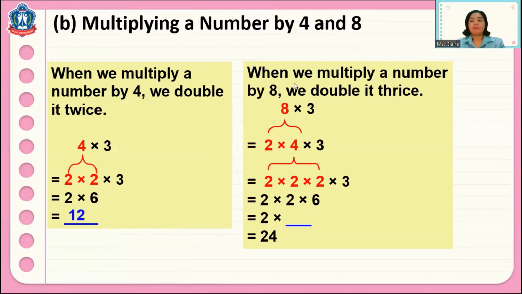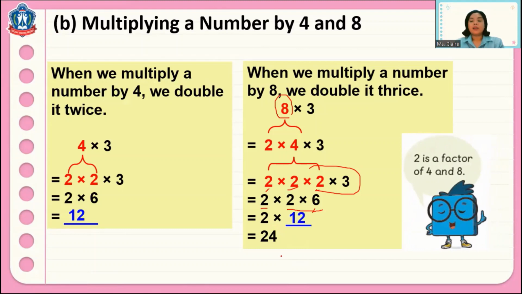Okay. Another, when we multiply a number by 8, we double it 3 times, or thrice. So we have our 8 here. 8 is equal to 2 times 4, which means we have three 2s. Then we multiply this first: 2 times 3, we got 6. Then 2 times 6 is 12. And 12 times 2 equals 24. So remember, children, if we multiply a number by 4, we double it 2 times. When we multiply a number by 8, we double it 3 times.